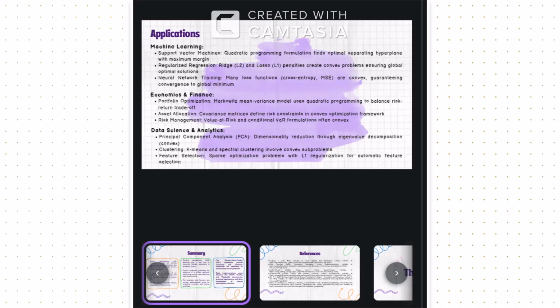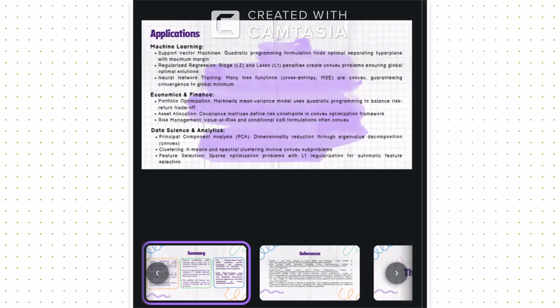Similarly, it can also be used for risk management. For example, value at risk and conditional value at risk can be formulated as convex problems, ensuring robust solutions for financial risk estimation. So, in the case of data science and analytics, principal component analysis: finding principal components reduces dimensionality by solving an eigenvalue problem which is convex. This makes PCA both efficient and reliable for large datasets.